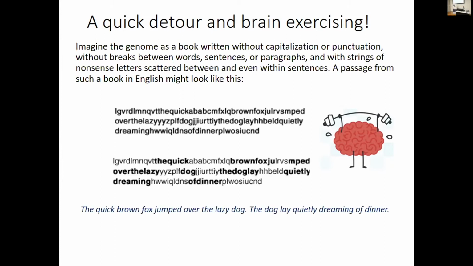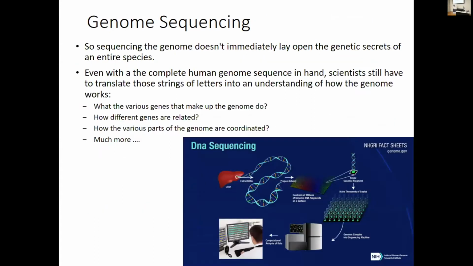And this is the passage. A quick brown fox jumped over the lazy duck. The duck lay quietly dreaming of dinner. And this is what is hidden within this passage. And this is pretty much like what is hidden in DNA.